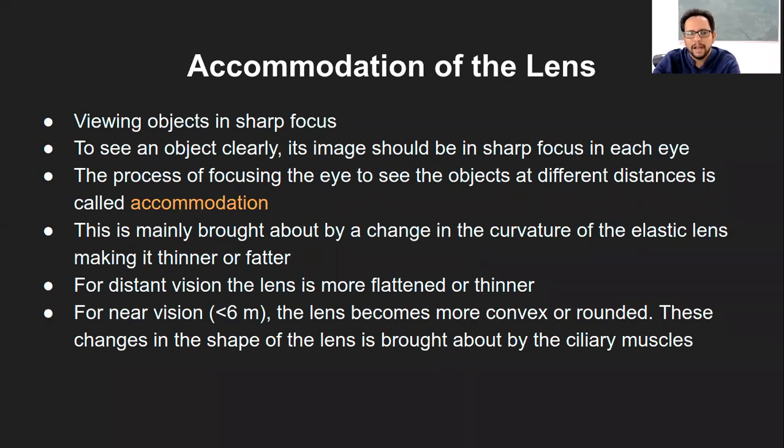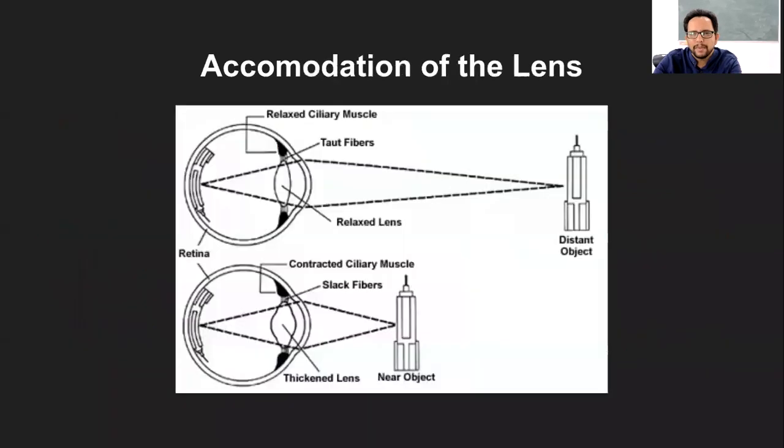So that is the accommodation of the lens. In short, it is adjusting the eyes or the lens structure to observe a particular object, whether at close range or at a distance, to be visible, to visualize it very clearly. Now this is just a quick example of the same.